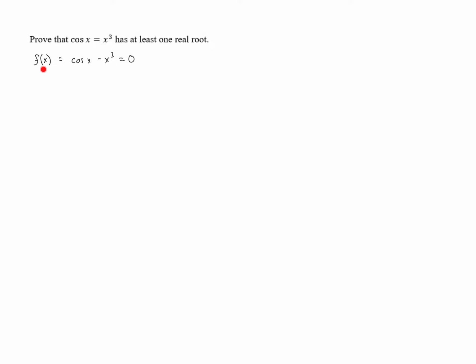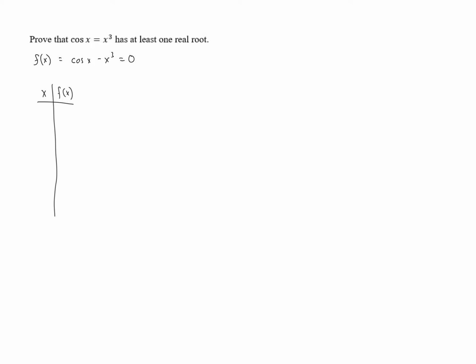And we know that this function is continuous because cosine and x cubed are both continuous. And the difference of continuous functions gives us a continuous function. So we can use the intermediate value theorem. And so we want to find some values where we've got a positive function value and a negative function value, because then that will tell us that in between those two, we have a root.